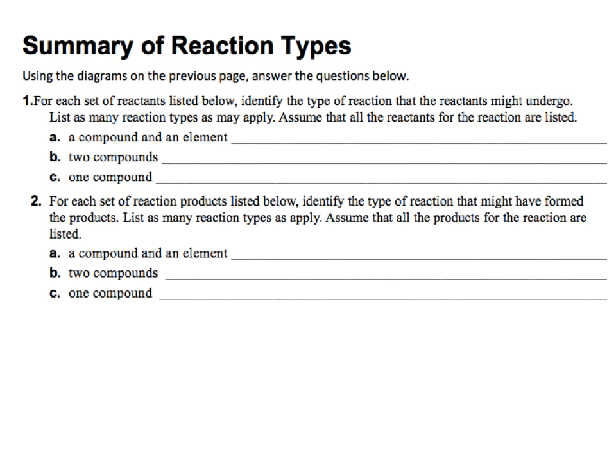Using the diagrams on the previous page, answer the following questions below. For each set of reactants listed below, identify the type of reaction that the reactants might undergo. Assume that all the reactants for the reaction are listed. So 1A, a compound and an element. That would be single replacement. Because remember, in single replacements, we have an element and a compound forming a new compound and a displaced element.